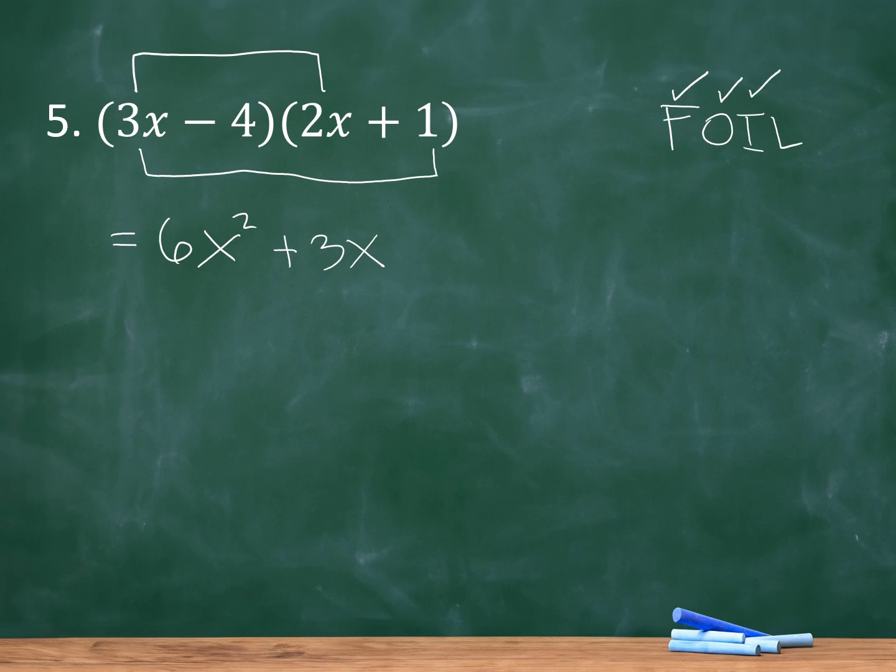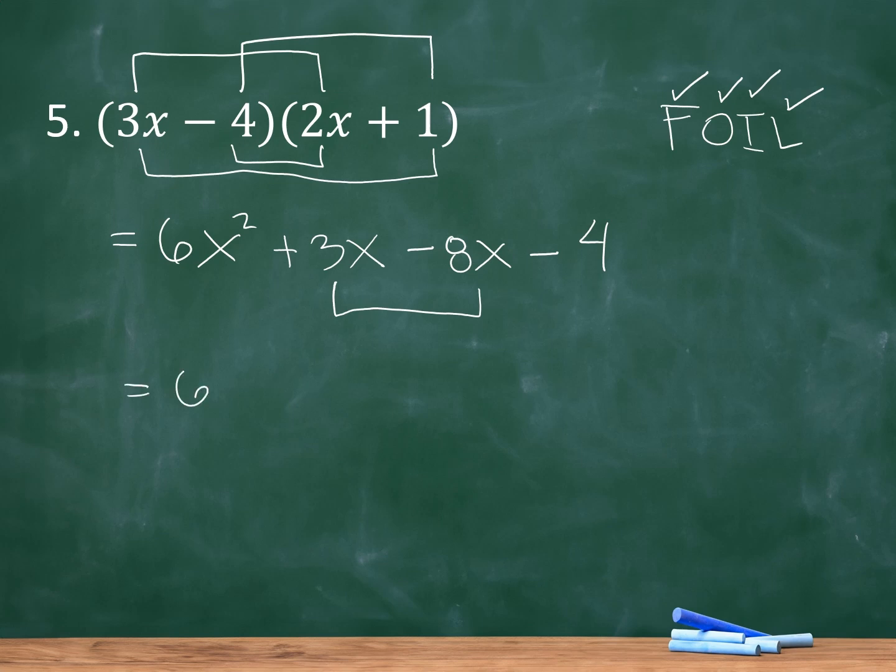I means the inner terms, so we will multiply negative 4 times 2x, and remember, negative times a positive is a negative. So negative 4 times positive 2x is negative 8x. And then L means last terms, so we will multiply negative 4 times positive 1, which is negative 4. So now we will combine like terms, 3x minus 8x.